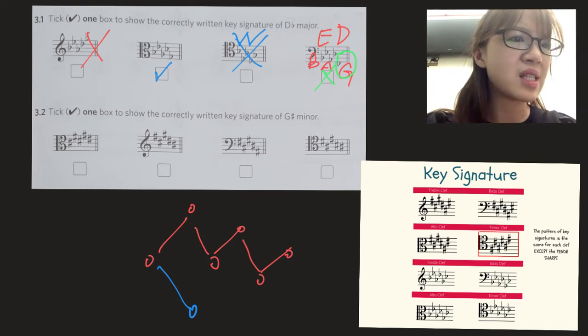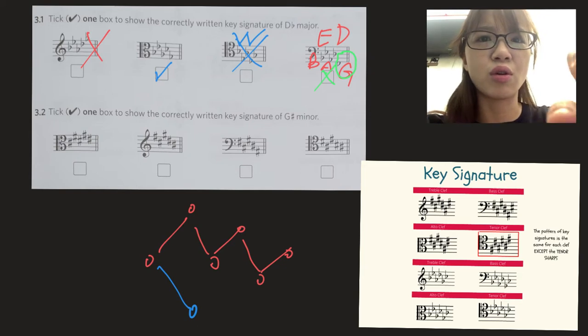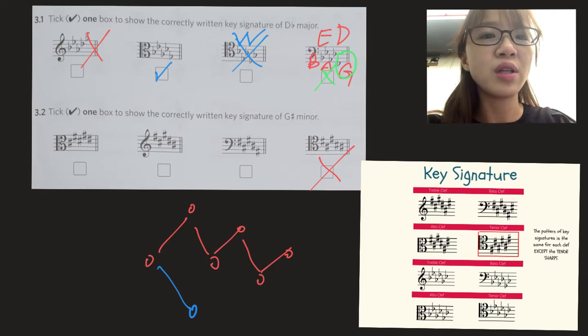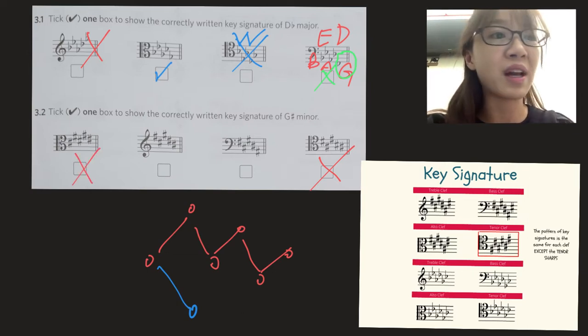Tenor clef, it should be like this. So this is not correct. Okay, at a glance, this is not correct. And the shape of the alto clef, it should be 2, 3, something like this. 2, 3. So this is not correct. You only have the last two left, treble clef and bass clef.